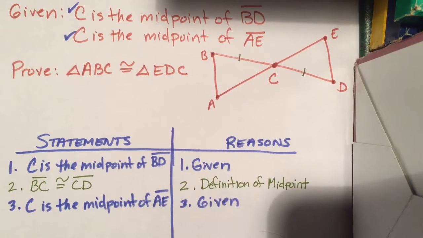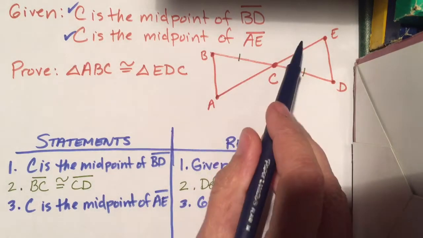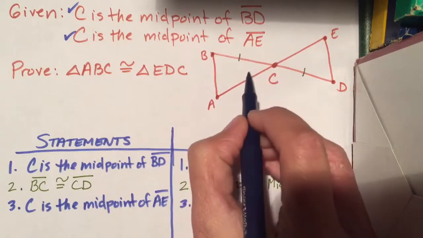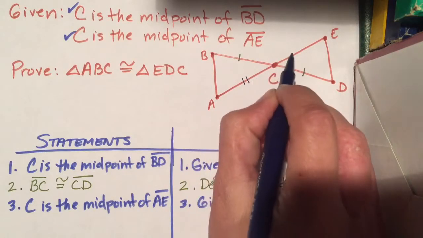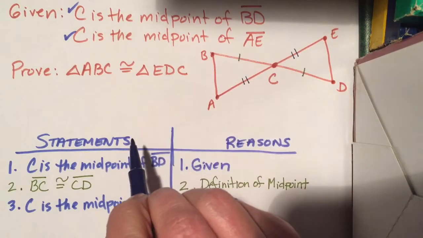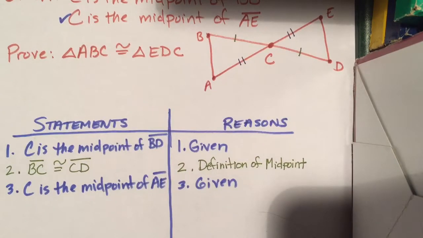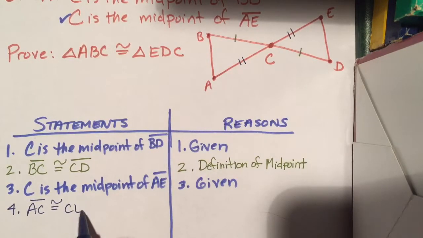So the question is, what am I going to do with this particular information? Well, knowing that C is also the midpoint of AE, doesn't that mean C's in the middle, so that AC would be the same length as CE? So now, based on this given information, I can say that AC is congruent to CE by also the definition of midpoint.